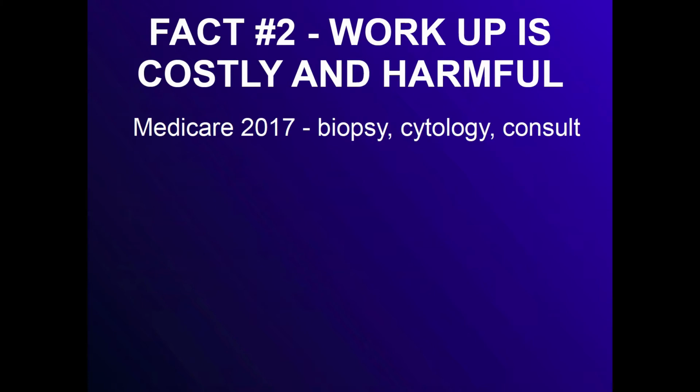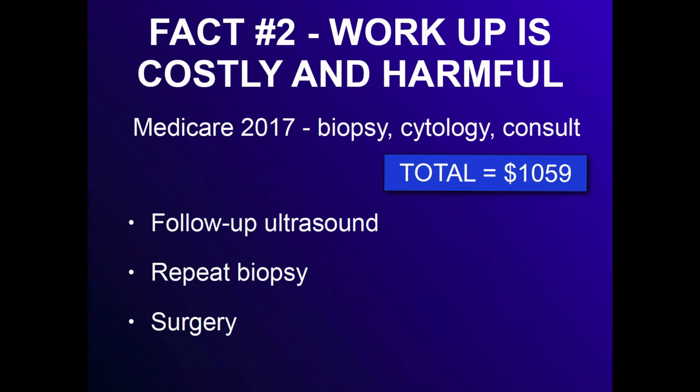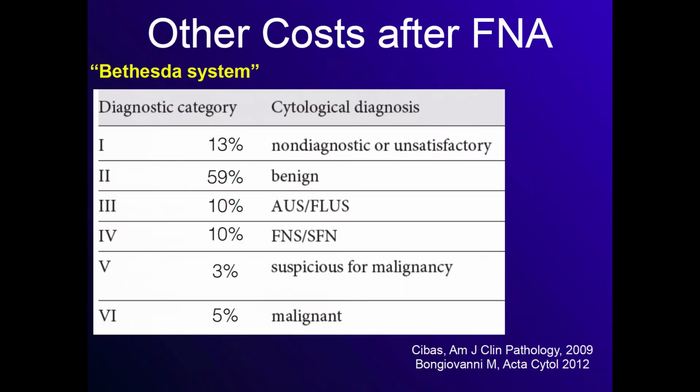The second fact that's worthwhile knowing is workup is costly and harmful. If we're taking Medicare costs, which are much lower than non-Medicare costs, about 7 times lower, and we consider what goes into biopsy, getting the pathology result, the cytology, and the office consult, it actually adds up to $1,059. This is the professional and technical fees of all of those procedures. And then after having the biopsy, there is a chance that the patient's going to have a follow-up ultrasound, a repeat biopsy, or surgery. And why is that?